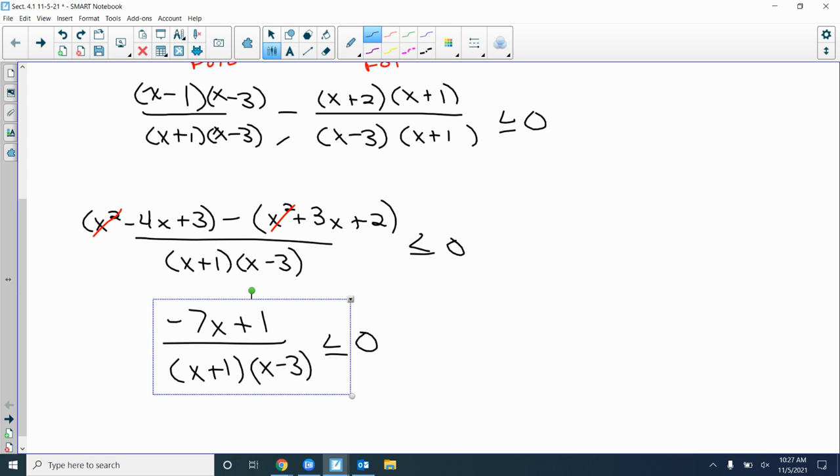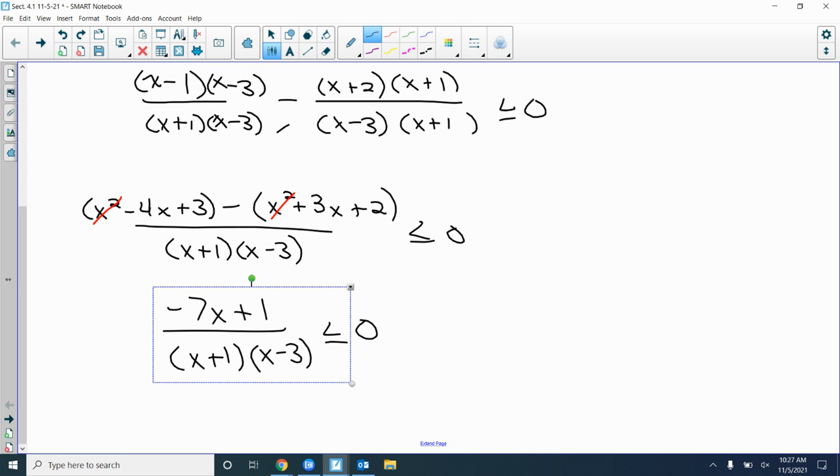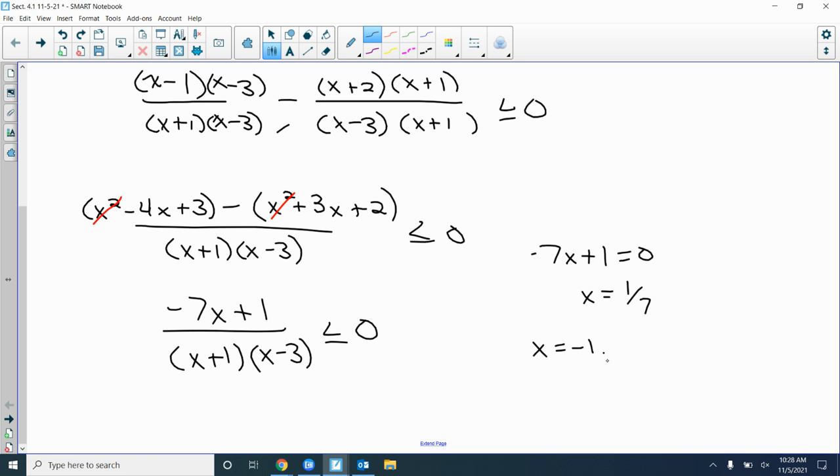All right, now at this point, what makes the numerator 0? What makes the denominator 0? Okay, those are critical points or break points. Negative 7x plus 1 equals 0. That gives me negative 7x, so it's going to be positive 1/7. And then what do I get for the denominators? I get negative 1, and then I get x equals positive 3. All right, those are my critical points.